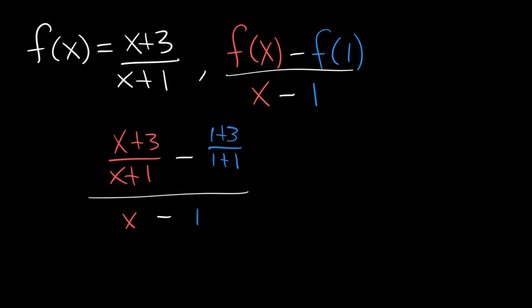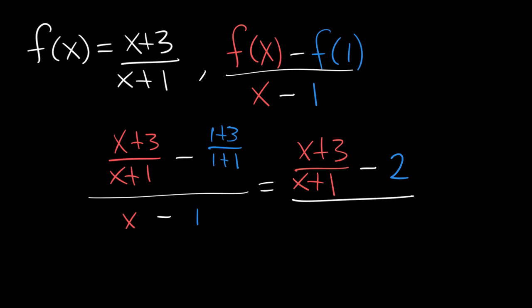Okay, so we'll clean this up a little bit. And x plus 3 over x plus 1, I don't know where I'm going with that, so I'll just keep that: x plus 3 over x plus 1, and then minus, and that would be 4 over 2, and 4 divided by 2 is 2, so I'll just write 2. And then that's over x minus 1.